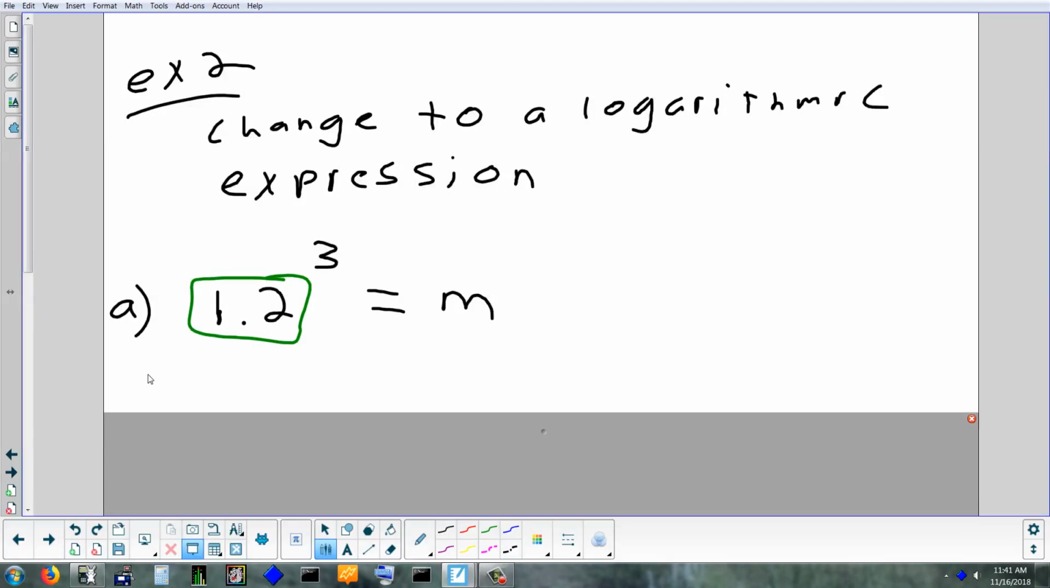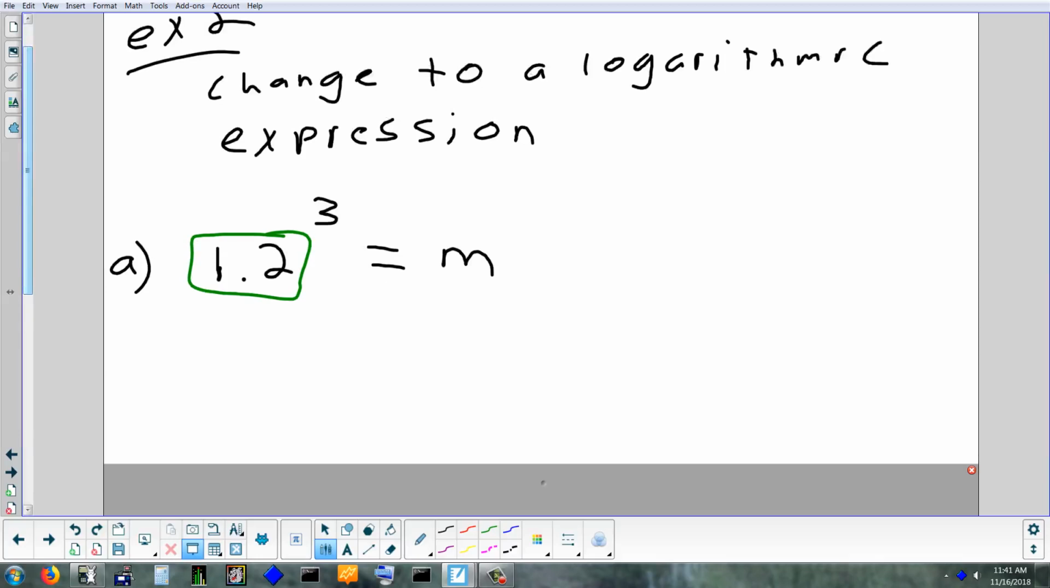Well, if we're going to change something to a log expression, what do you think the first thing I should write down is? This kind of gives it away that it's a log expression. Log. So you're going to start by putting the word log. You can put equals in there too. Okay, let's start with the 1.2.